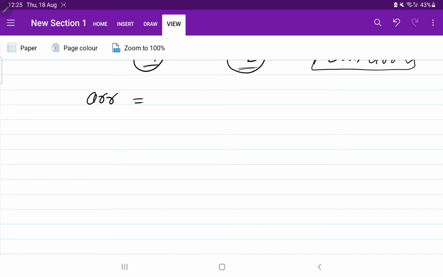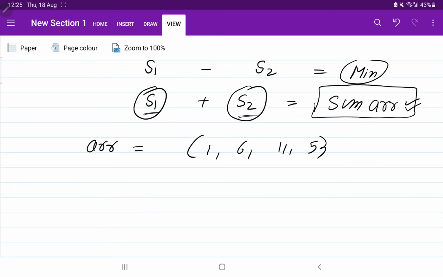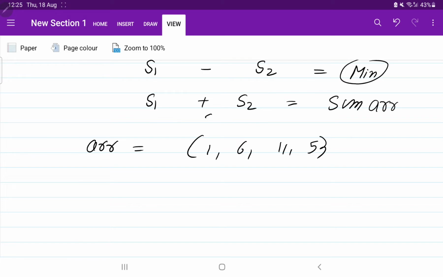An array is given which contains the elements 1, 6, 11 and 5. Okay, so can we use this equation? Yes, we can use this equation. So if we use the equation, we can write like this: S2 will be sum of array minus S1. What we have done is taken S1 to the right-hand side, using basic mathematics. So it will be sum of array minus S1.